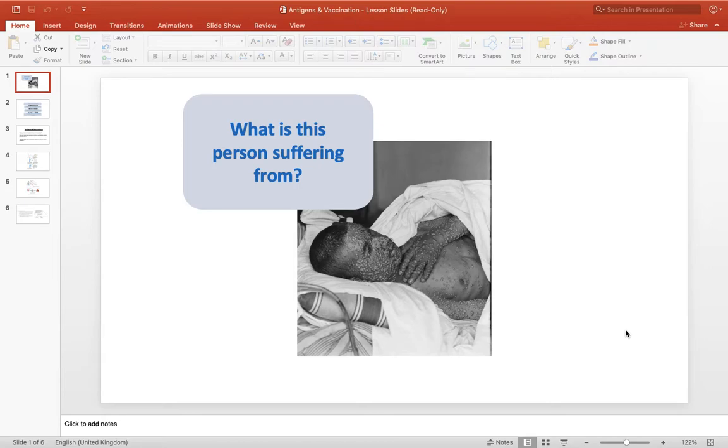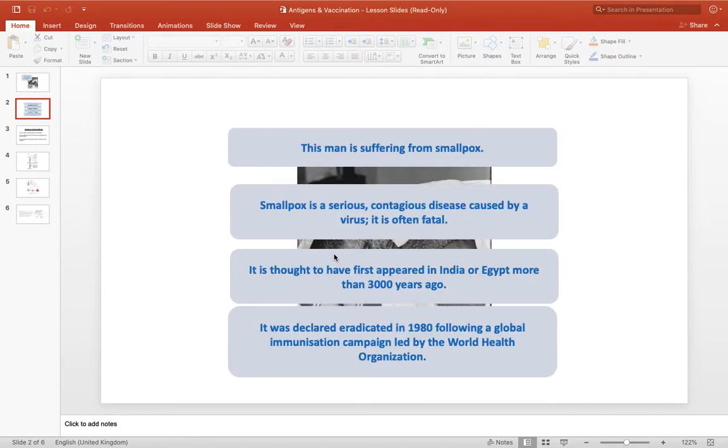You should have paused the video and had a think about what this person's suffering from. If you look, they've got large lumps on their skin all over their body and they generally look very unwell. They're suffering from what's known as smallpox. Smallpox is a serious contagious disease that's caused by a virus. It often kills people. It's thought that it first appeared about 3,000 years ago. However, in 1980 it was completely eradicated. Smallpox completely disappeared due to the fact that we were using vaccines to make people immune to this illness.